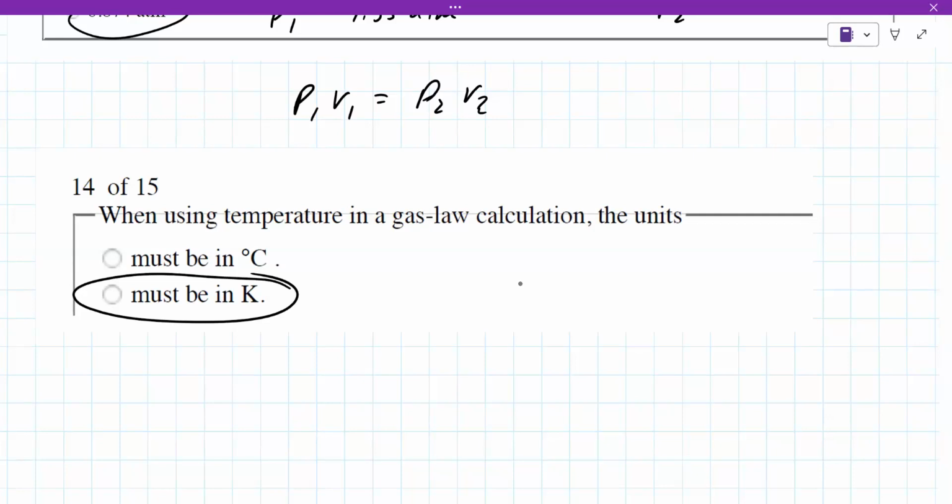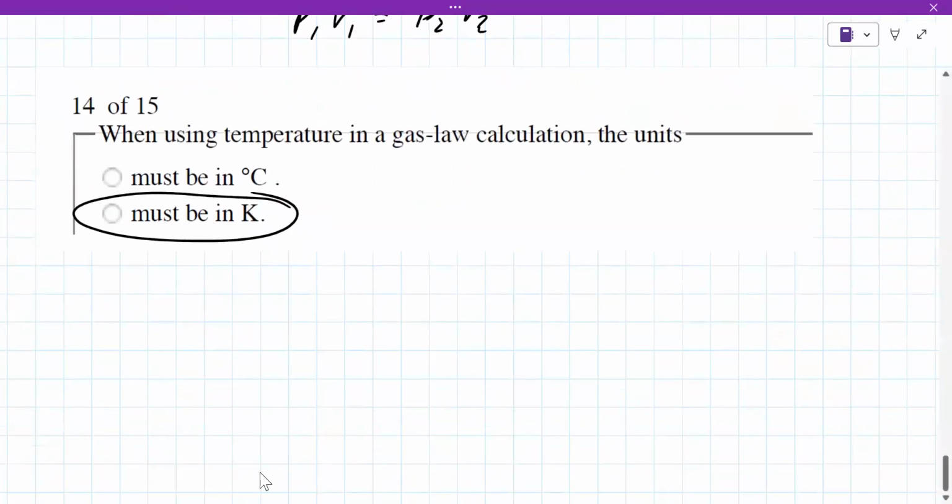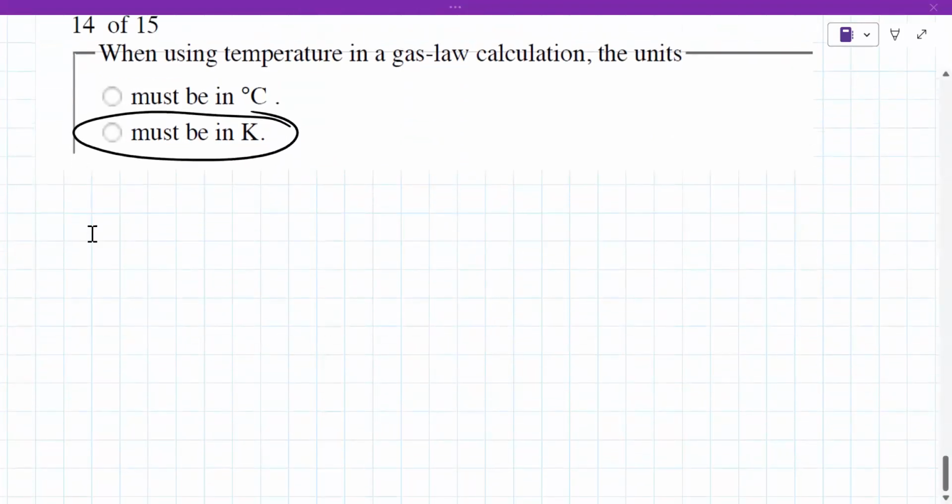Okay, I'm back. So this is what I mean, I wish this question was first because we really needed to know this to do all the other problems. But it's important. It has to be in Kelvin. It's like driving on the right side of the road. That's what we do. All right, number 15.